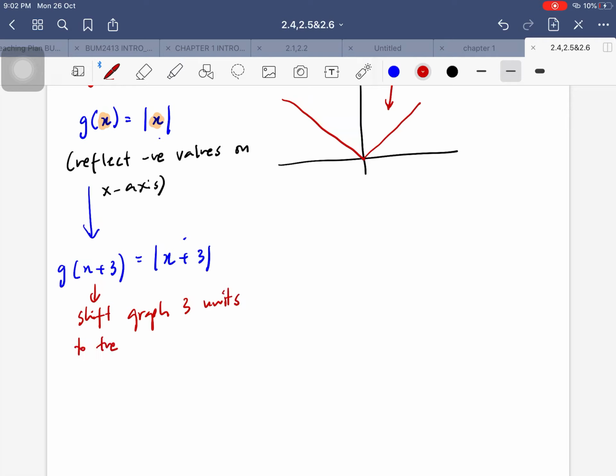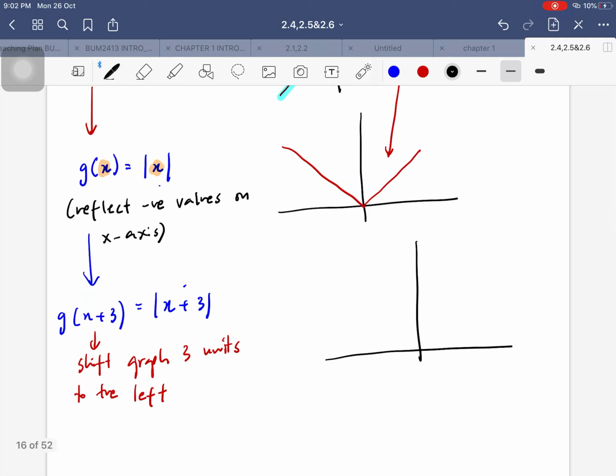Shift graph 3 units. So it's a positive, so it's going to be to the right. Sorry, positive means to the left, not to the right. So shift graph 3 units to the left. Okay.